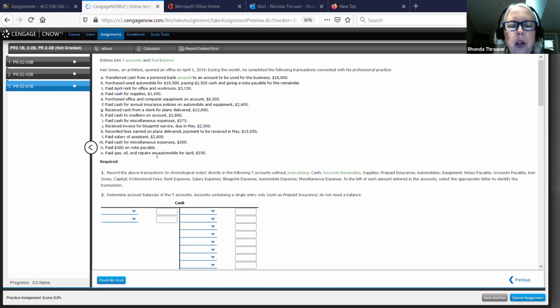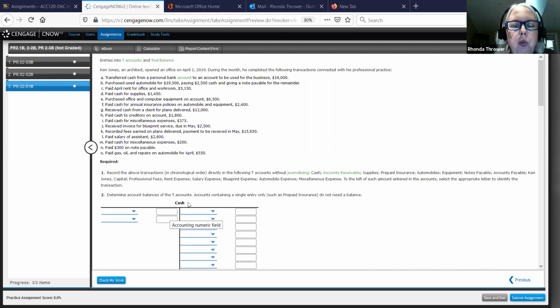So each one of our account classifications has an account that will go with it. The cash account is an asset account. And because it is an asset account, it will be increasing in this situation because the owner made an investment in the company. So when you're recording in a T account, the left side of the account is always the debit side, and the right side of the account is always the credit side.